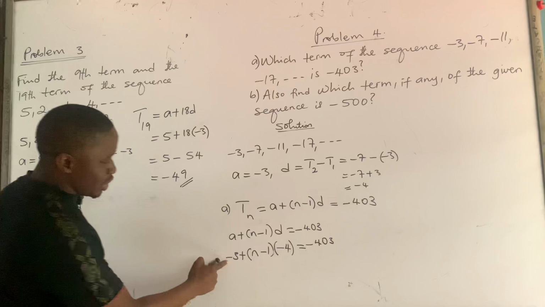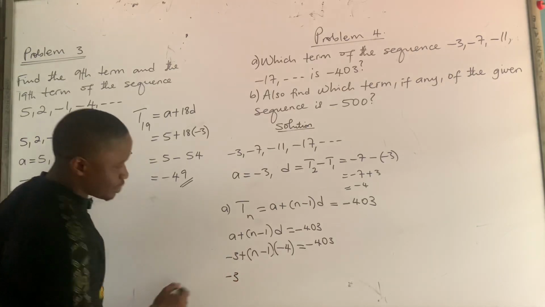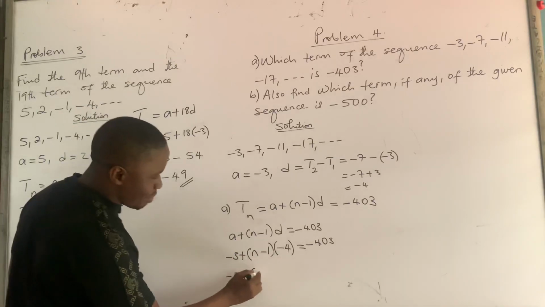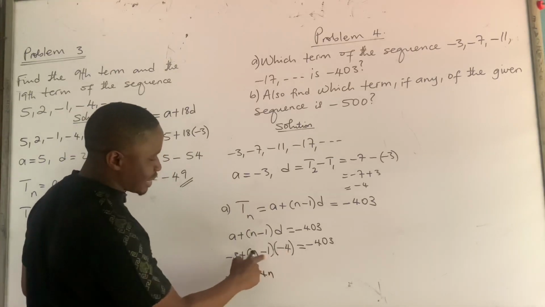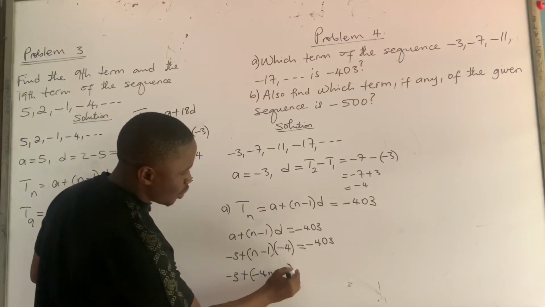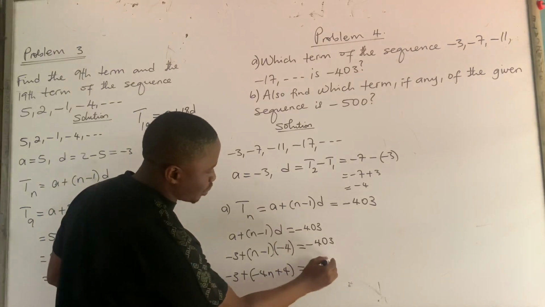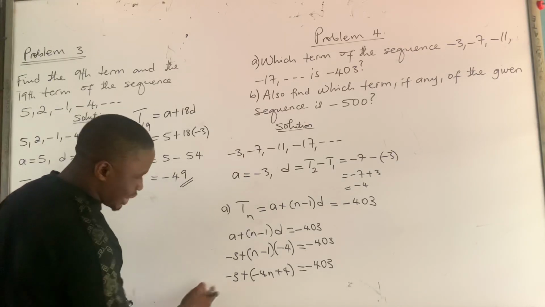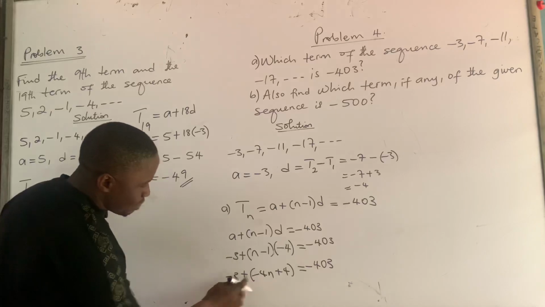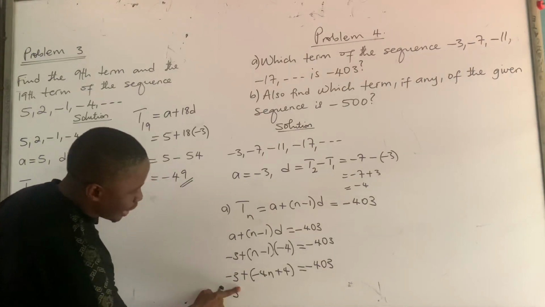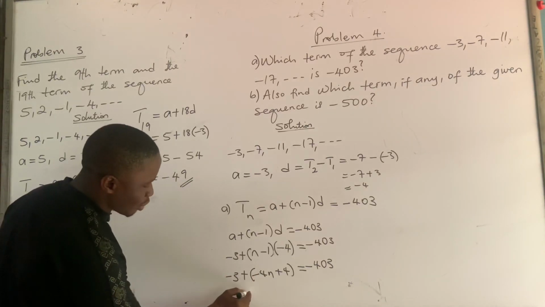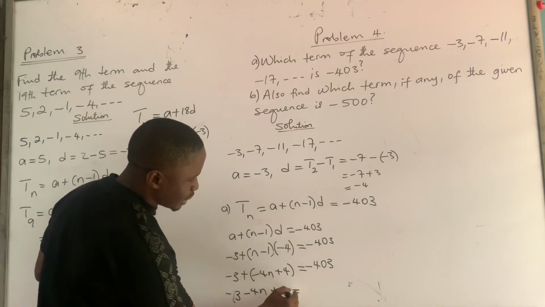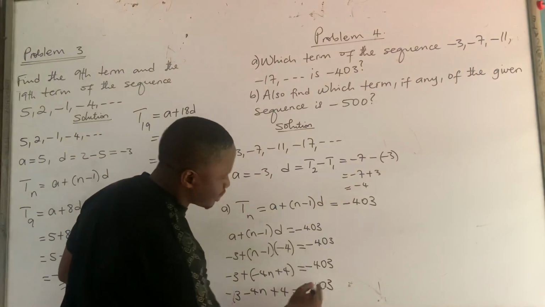So what next do we do? This is minus 3 plus minus 4 times n, minus 4n, minus 4 times 1, plus 4, which is equal to minus 403. So in that case, we can say minus 3 here, plus times minus 4n, plus times plus 4, which is equal to minus 403.